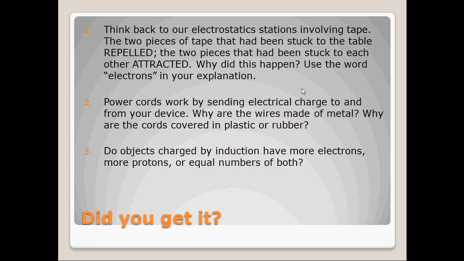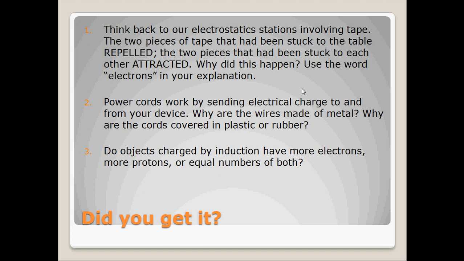That's the first question. The second question: the power cord that you use to plug in your computer, your phone, your iPad, what have you, basically functions so that we can get electrical charges moving between your electrical device and the wall outlet that it's plugged into. Now, if you were to dissect that power cord, you would see metal wires in the middle, and you would see that the outer part of the cord is encased in either plastic or rubber. You should be able to tell me why that is.